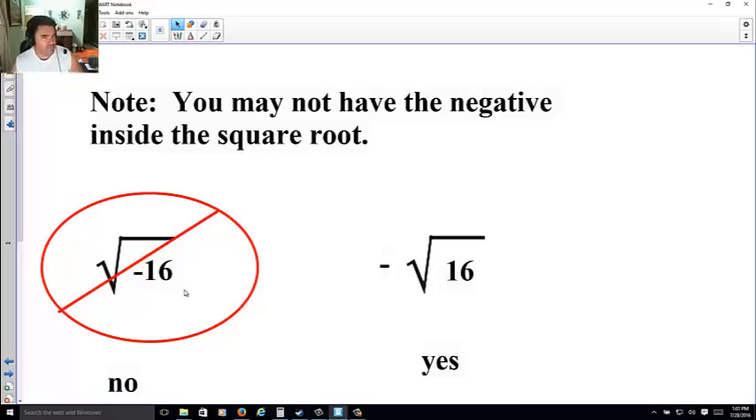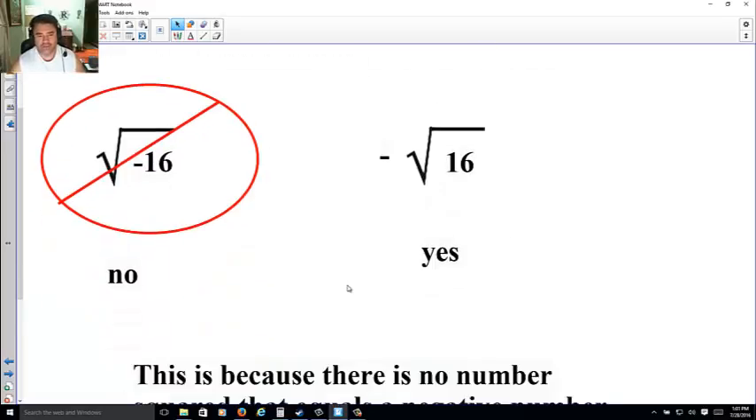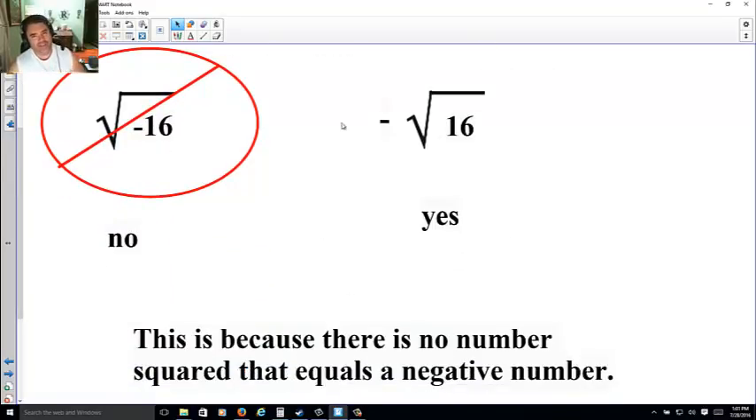If you have two positive 4s, it's going to make a positive 16. So negative has to be on the outside. This is no. This is yes. So once again, negative has to be on the outside. You cannot have a root of a negative number.